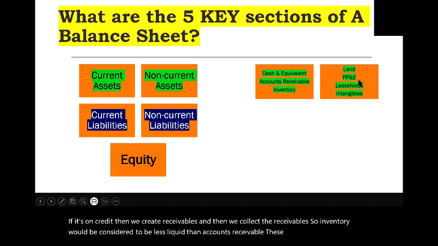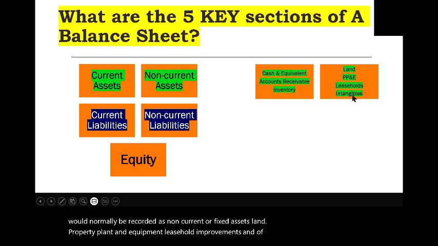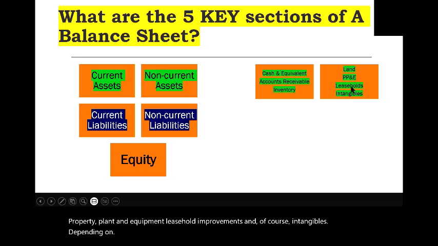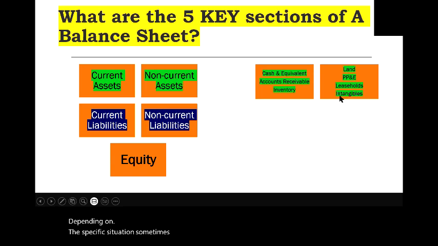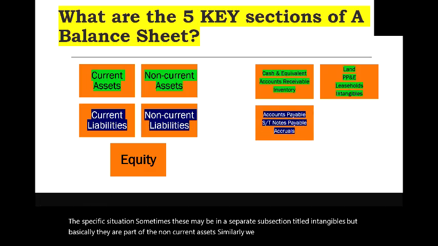These are examples of items that would normally be recorded as non-current or fixed assets: land, property, plant, and equipment, leasehold improvements, and of course, intangibles. Depending on the specific situation, sometimes these may be in a separate subsection titled intangibles, but basically they are part of the non-current assets. Similarly, we have examples of current liabilities.